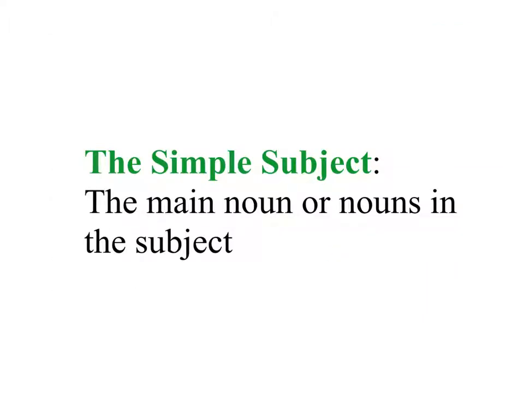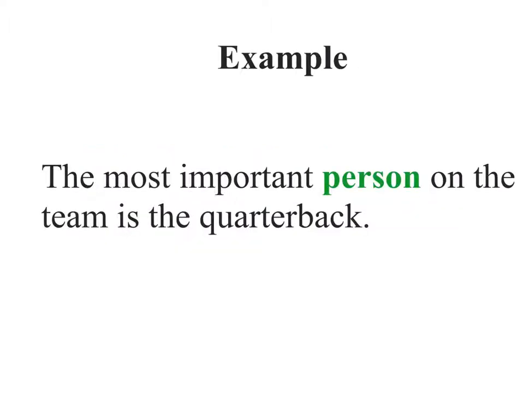You can break it down even further. The simple subject is the main noun or nouns in the subject. So for example, the most important person on the team is the quarterback. Technically, the subject of the sentence would be this big long phrase here, the most important person on the team, because that's who the sentence is about. But if we broke it down, what is the main noun in that phrase? It would be person. So that's the simple subject.